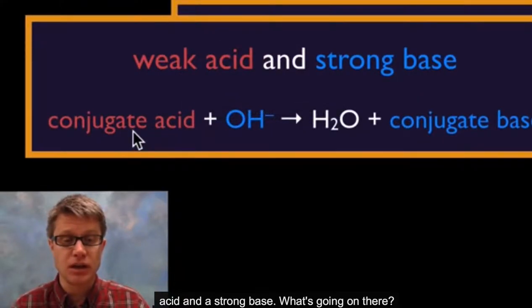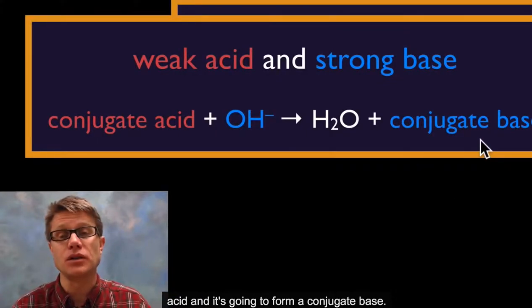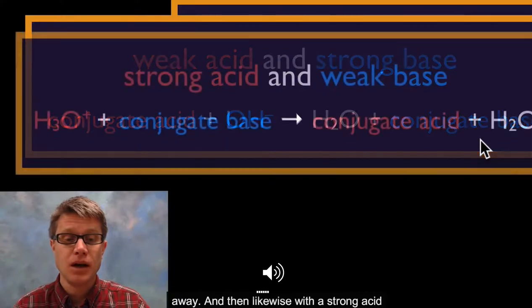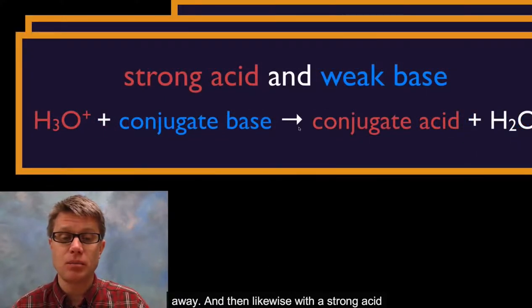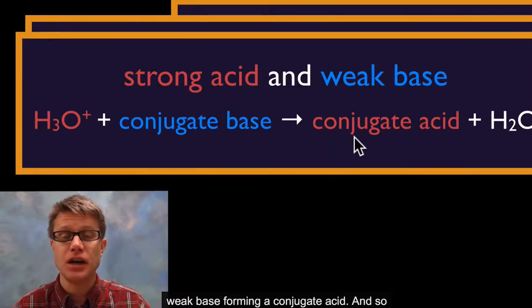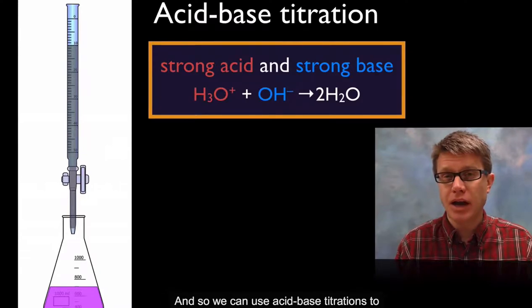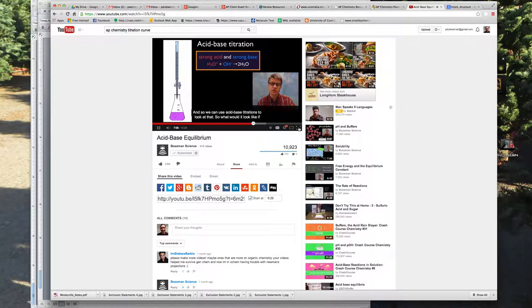Strong base, what's going on there? Well, basically, we're going to take that conjugate acid. Remember, it doesn't form all of them. And then likewise with the strong acid and a weak base, we're going to have that weak base forming the conjugate acid. And so it's not going to all transfer those protons. And so we can use acid-base titrations to look at that. Okay. So what would it look like?